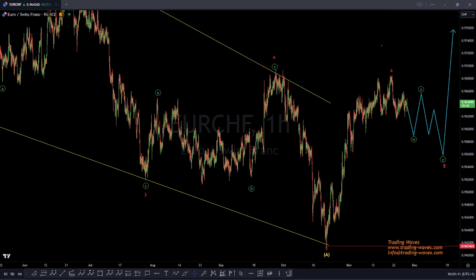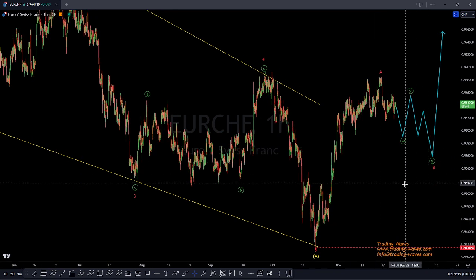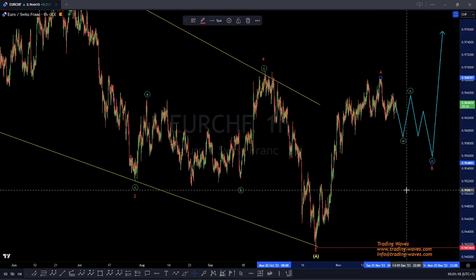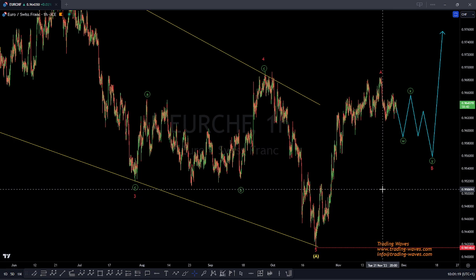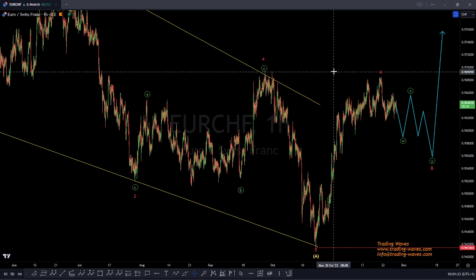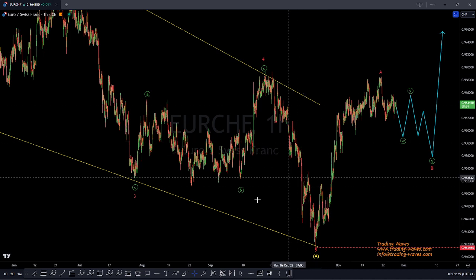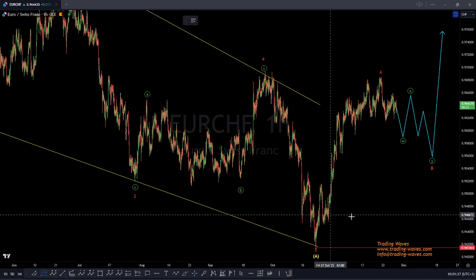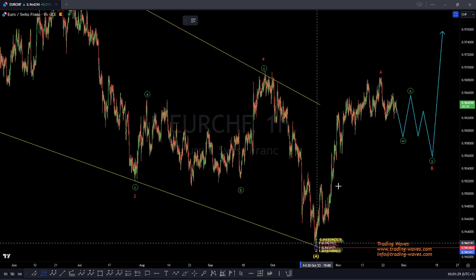So based on the Fibonacci guidelines, you would expect that your wave B, take note, these are guidelines, they are not rules. Meaning if they are guidelines, they can be broken. Now you would expect that your wave B needs to come around your 50 to 61.8 of your wave A.